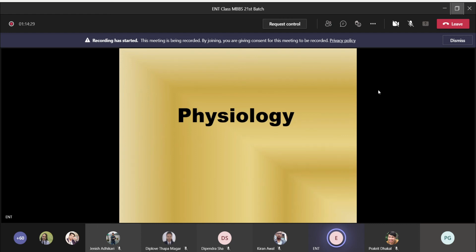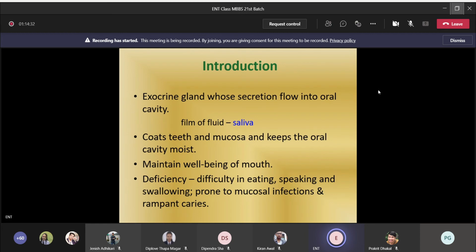Now the physiology. These are exocrine glands whose secretion flows into the oral cavity, and this secretion is known as saliva. It is a film of fluid, its secretion goes into the oral cavity, so they are exocrine glands. This saliva coats the teeth and mucosa and keeps the oral cavity moist, maintaining the well-being of the mouth, and deficiency may cause xerostomia.